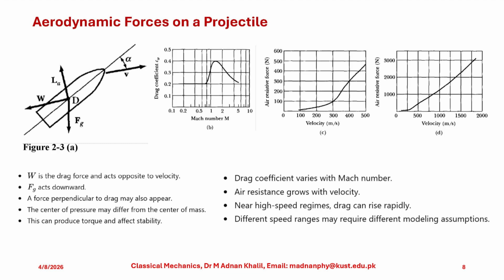Now the graphs shown on the right side: one graph shows that the drag coefficient varies with the Mach number, so it is not always constant. The other graph shows that air resistance increases with velocity, and near higher speed regimes the rise may become very rapid. So the important point is that realistic aerodynamic motion is speed dependent. It is also geometry dependent, and sometimes it is quite complex.